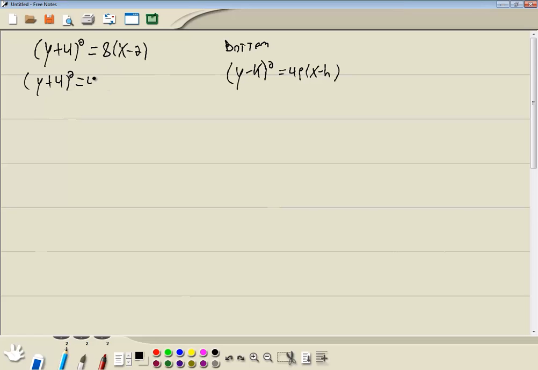Now we have to rewrite the 8 as 4 times something. And this one's pretty easy: 4 times 2. And the x − 2 is fine. This has to either be x minus a number or x plus a number. Our k is what's with our y, and it's the opposite sign, so that's positive 4, so k is negative 4. Our h is what's with our x, and that's a negative 2, so h is going to be a positive 2. And our p is whatever number's in the parentheses here, so p is 2.